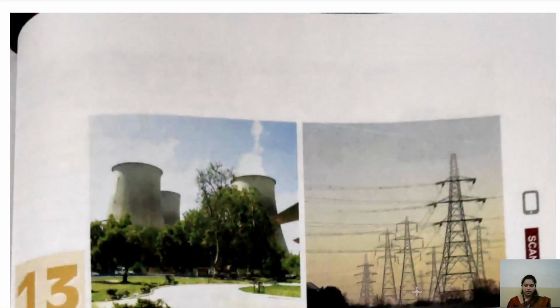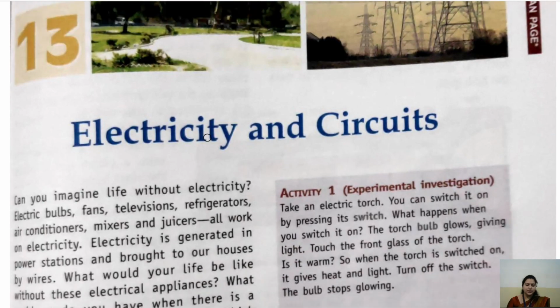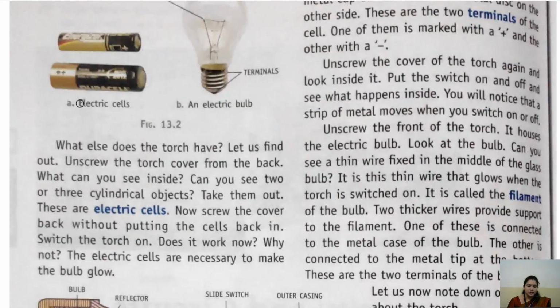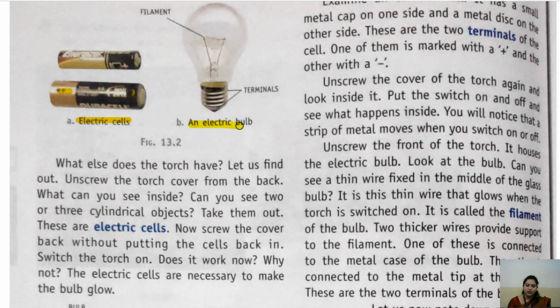So let's talk about it first and then we'll continue with it. So children, electricity and circuit, this we have seen. We have talked about the electric cell. An electric cell has two terminals, positive terminal and negative terminal. The positive terminal consists of a metallic cap, whereas the negative terminal has a flat disc. Then we have talked about the electric bulb also.